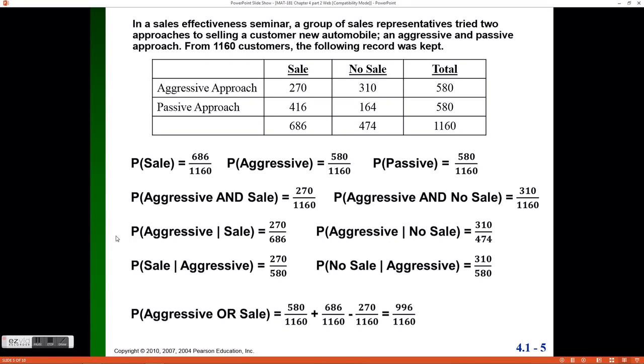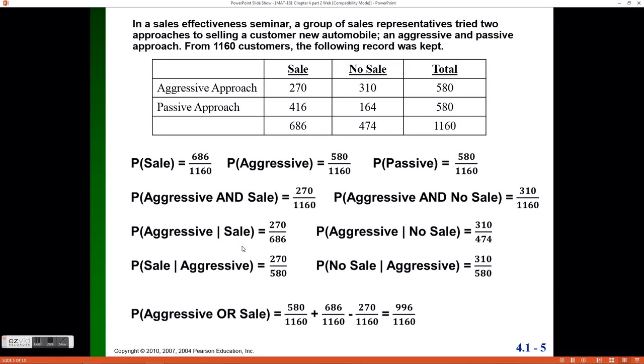Moving down to the third row, I want to calculate the probability that the aggressive approach was used on a customer given there was a sale in the situation. So this line again means given. I'm finding the probability of this first event knowing that the second event did occur.